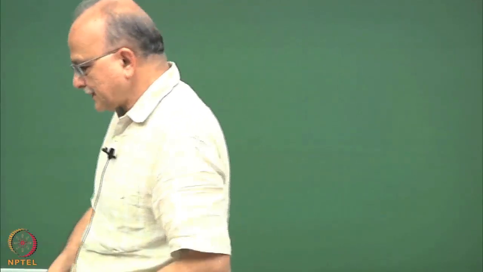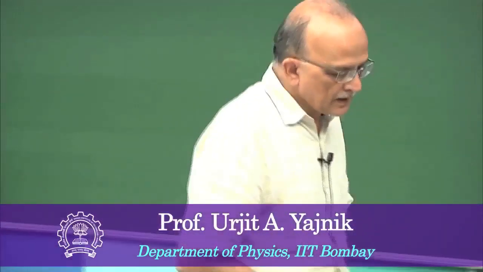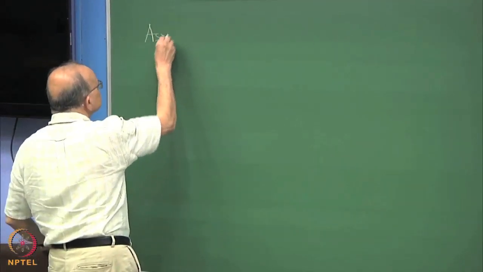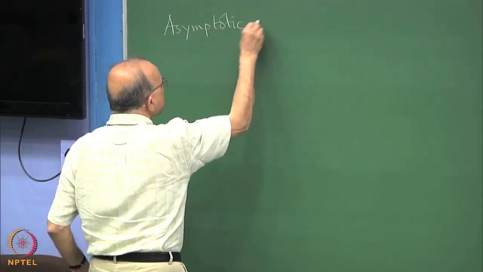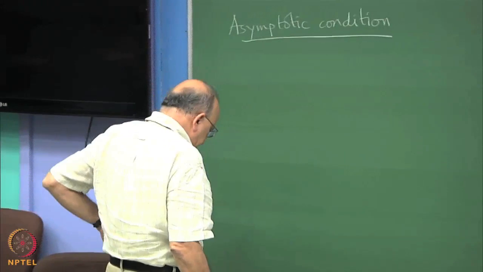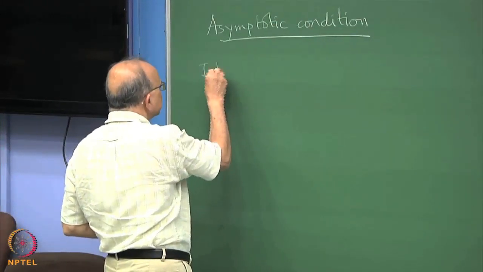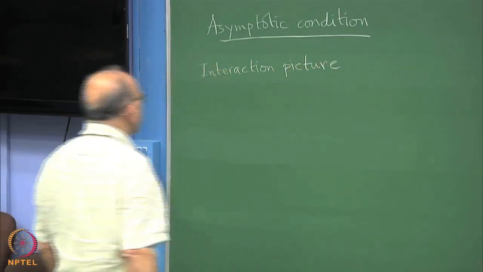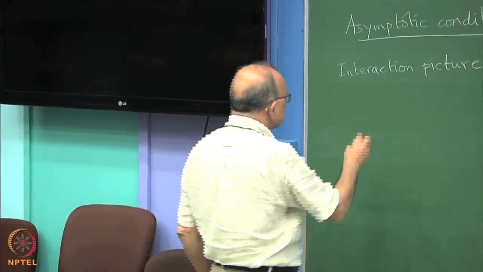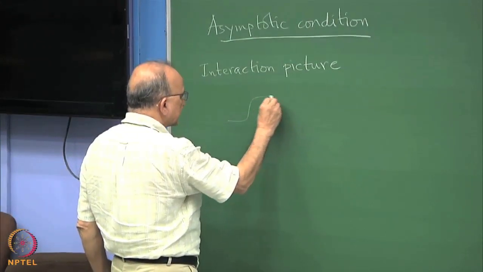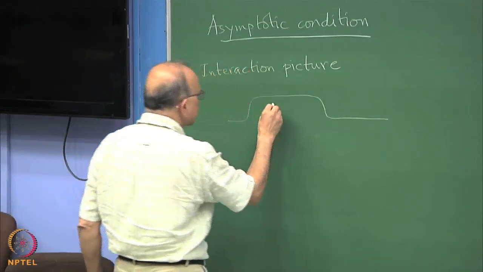So what we were discussing was this asymptotic condition, and what we want to say is that the point is that we use the interaction picture, and in this we say that the interaction Hamiltonian switches off in between. Okay, this is what we try to say. Interaction Hamiltonian turns on only in between.